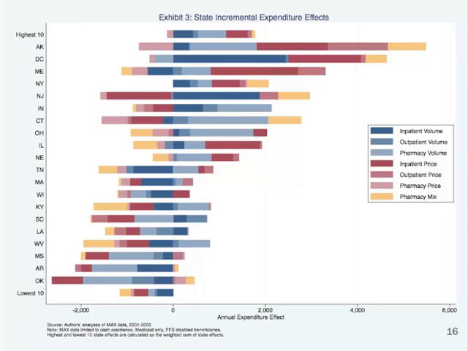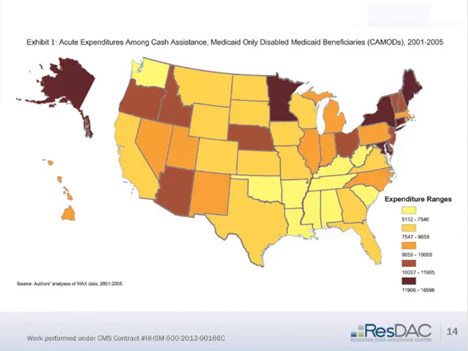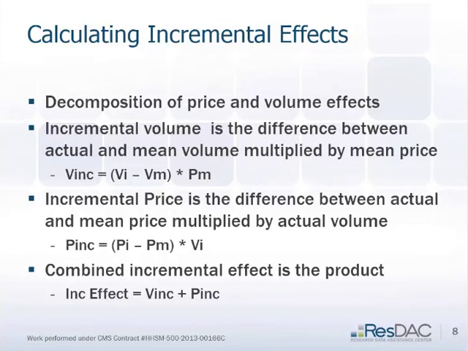Could you explain a little more about the difference between negative expenditure effects and positive? Yeah. These are incremental effects compared to the mean. If we flip back up here, this is how we calculate it. For volume, the I is the state and the M is the mean. So we're looking at whether you are above or below the mean on the volume. If you're above the mean on the volume, then that's a positive effect, and we multiply that by the price to put a value on that volume.